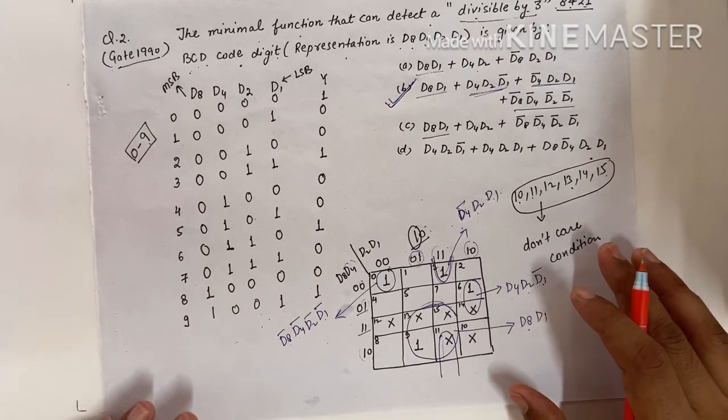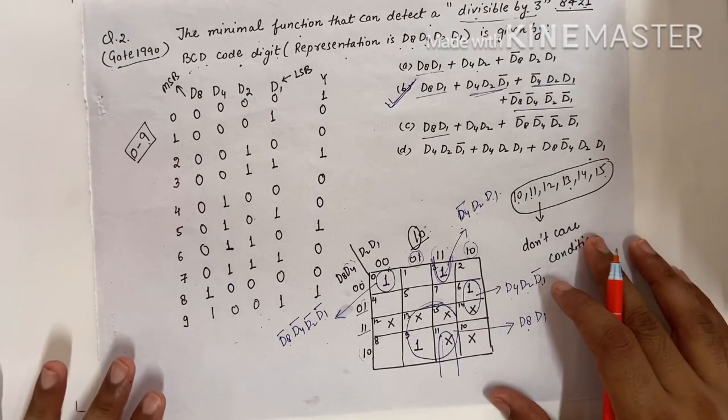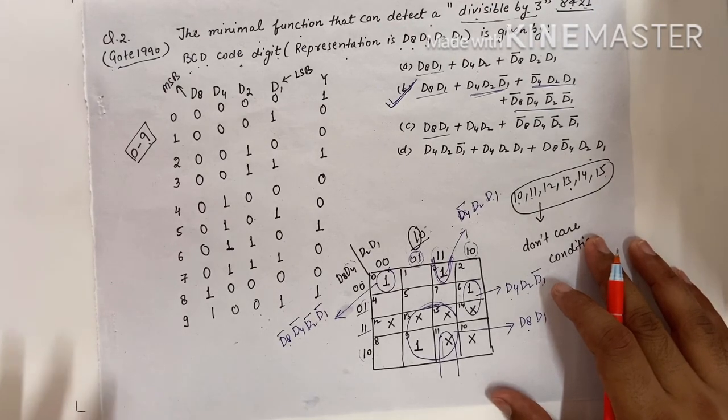So you have to understand this problem of combinational circuits. This was asked in GATE 1990.